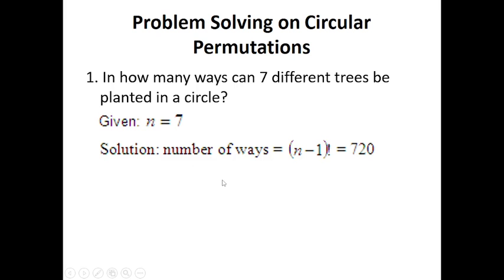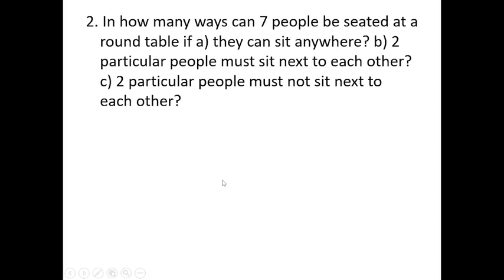Okay, number 2. In how many ways can 7 people be seated at a round table if A. They can sit anywhere, B. Two particular people must sit next to each other, C. Two particular people must not sit next to each other.